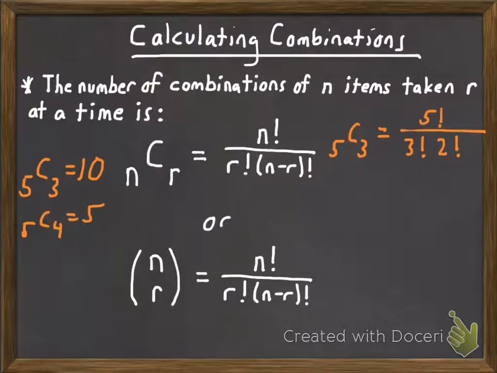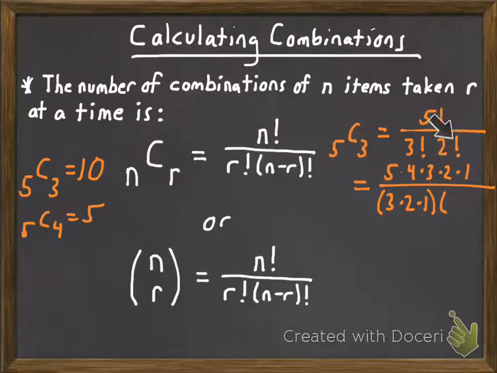factorial. Now you may or may not know or remember what a factorial is. A factorial is just when you take a positive integer and you multiply it by every positive integer that is less than it. And so that would mean for 5 factorial that you're multiplying 5 times 4 times 3 times 2 times 1. All right? Then 3 factorial would be 3 times 2 times 1. And 2 factorial would be 2 times 1.